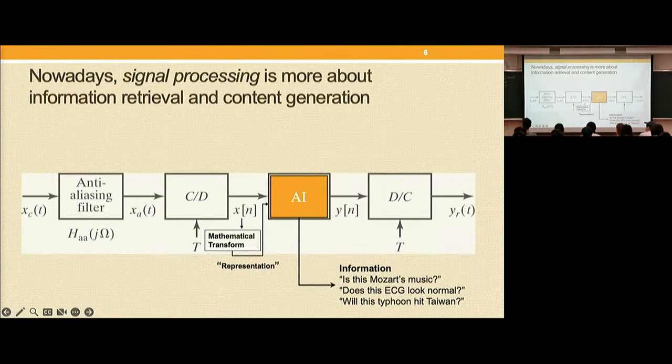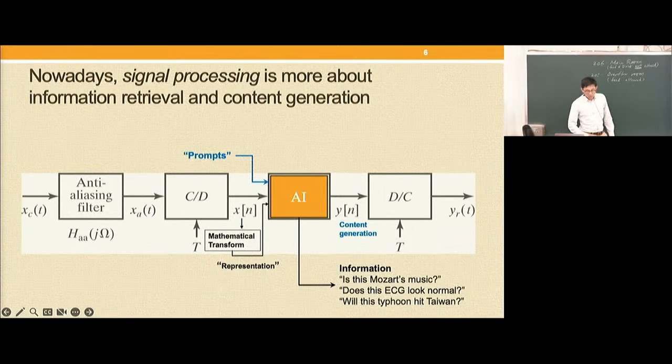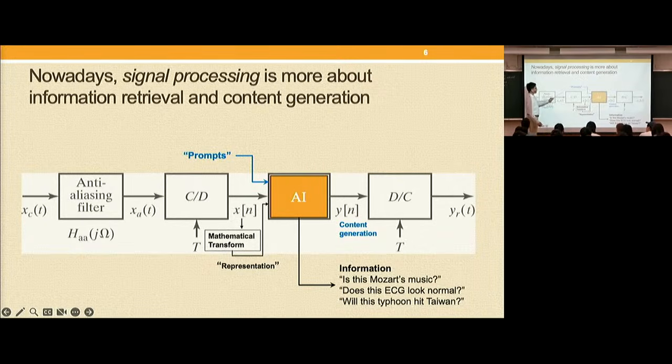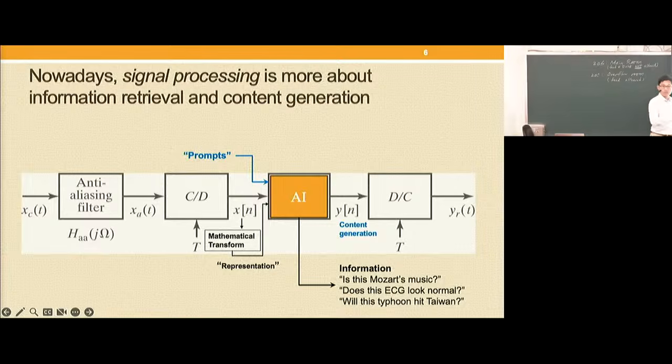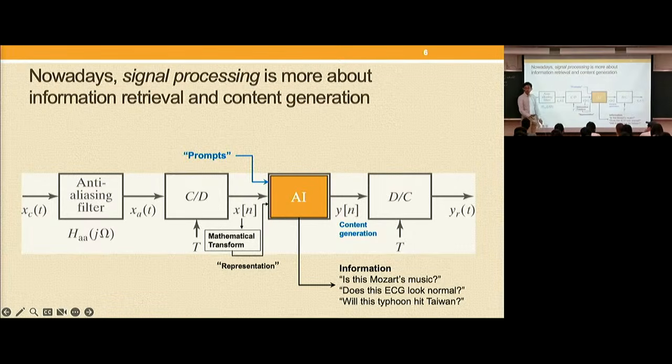But on the other hand, sometimes AI's job is not to begin with a signal and produce a signal, but to begin with some kind of prompt and then produce a signal. And we call that content generation, right? So for example, text-to-speech conversion. Your input is text, the output is AI talking, AI singing, something like that.